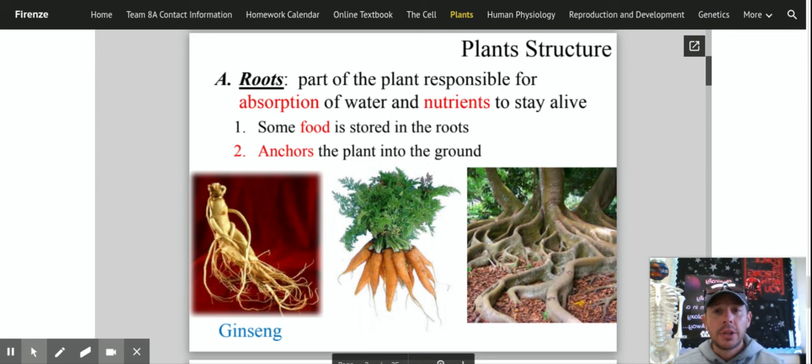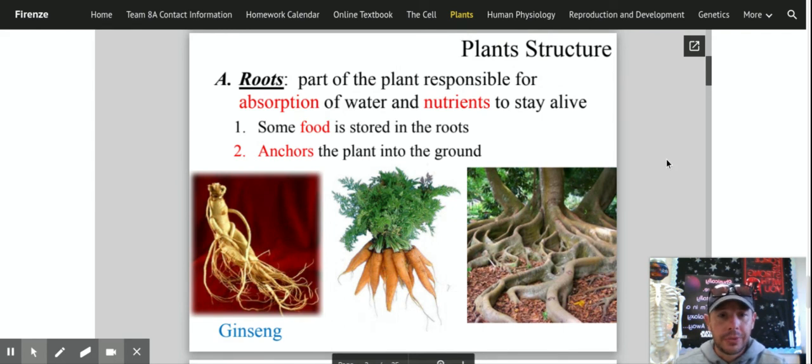Okay, so some food is actually stored in the root. And the second thing that a root does for a plant is it anchors the plant into the ground so it doesn't fall over. Sometimes when a hurricane happens, you can see trees get ripped out of the ground and you can actually see the roots exposed out of the ground after they fall.